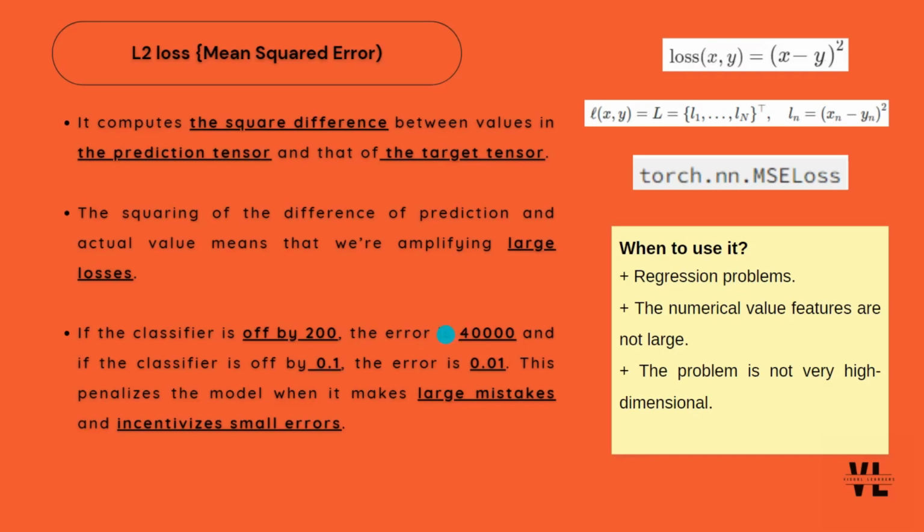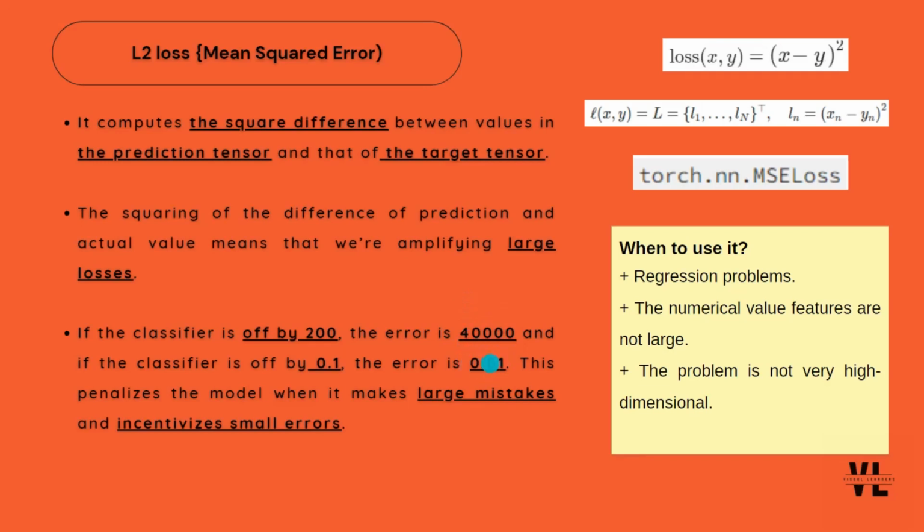And if it's very amplified and large, then it leads to something known as exploding gradients. And we have covered gradients in the previous video. If the classifier, let's say, is off by 0.1, which means the difference between the predicted output and the target variable is only 0.1, then the error when we square 0.1 will be 0.01. So when you compare the difference between the two, it's very large, and it's very hard for our model to learn when you have losses that are very large and that are very small.